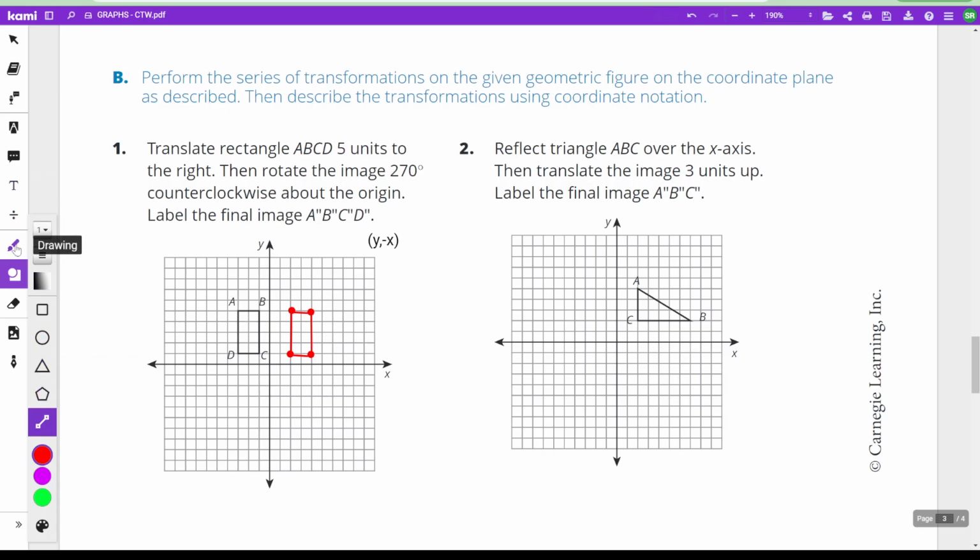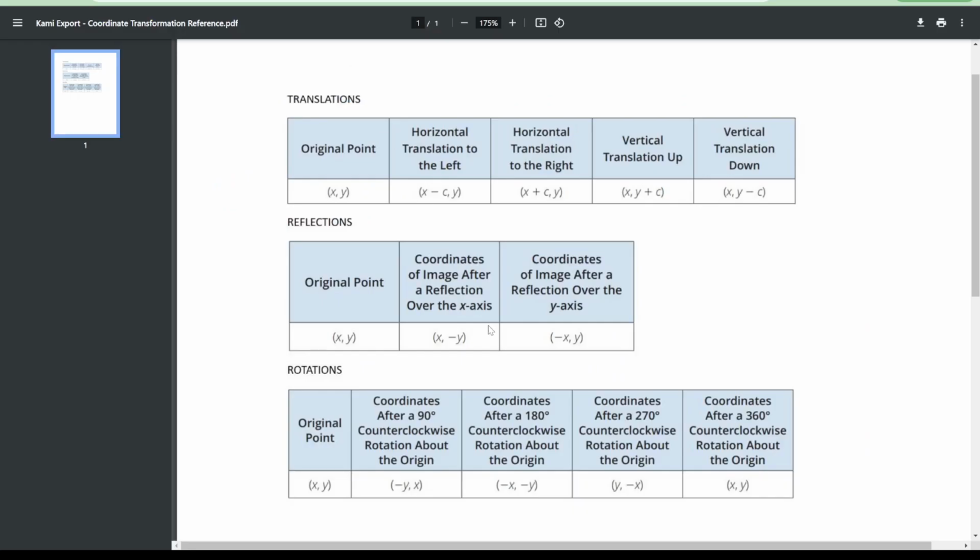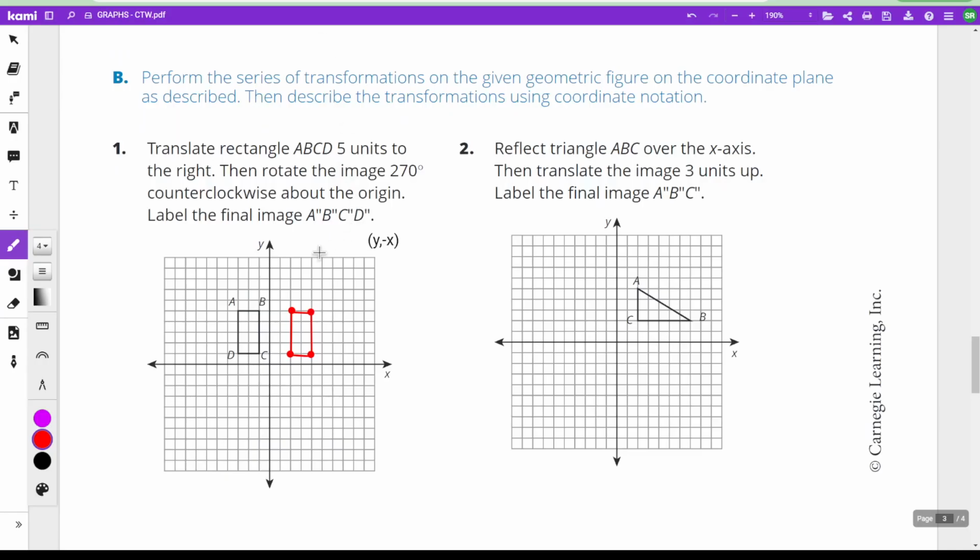And so now you can get each one of these coordinates here, A prime, B prime, C prime, D prime, and you can transform each one of them individually using the coordinate notation for a 270 degree counterclockwise rotation here. But I'm going to go ahead and show you a shortcut.